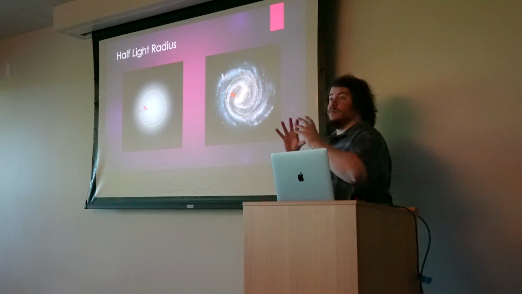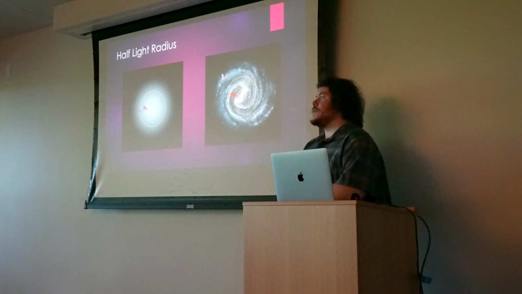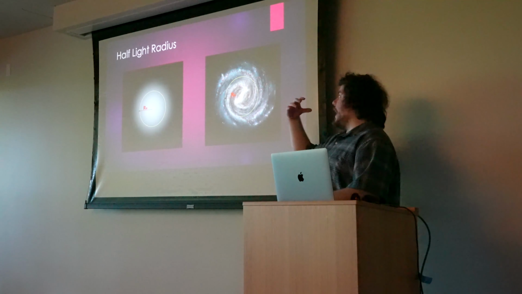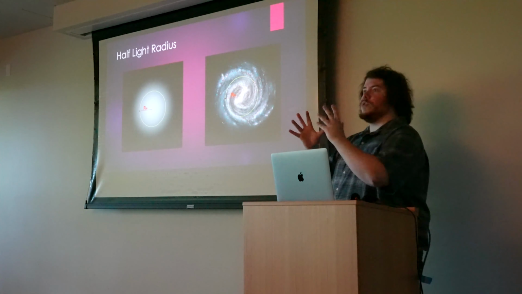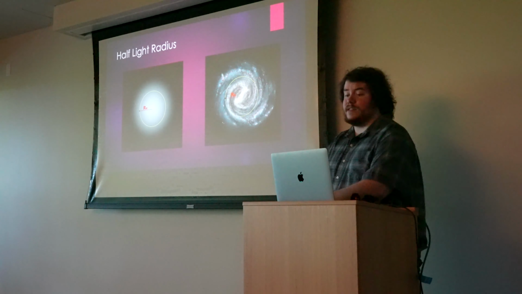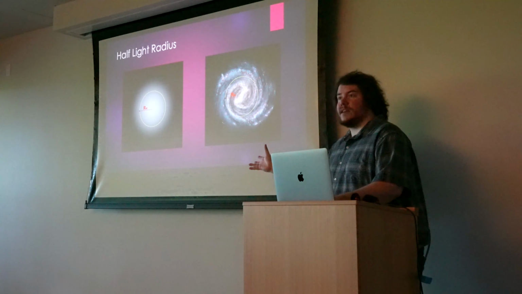It's literally just the radius at which half of the light of the galaxy is contained. This generally means that with half the light contained, it's going to be most of the mass contained. So we can roughly approximate how big it is and where it sits. But how does this relate to other galaxies and other different kinds of galaxies?